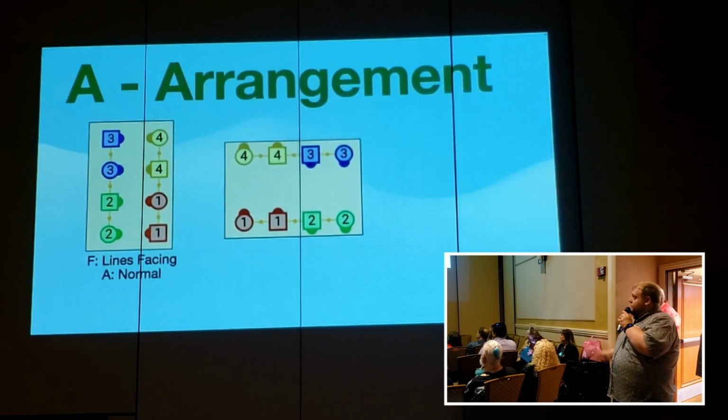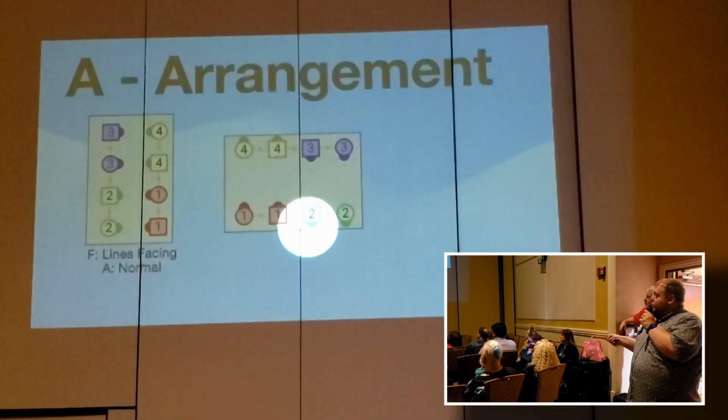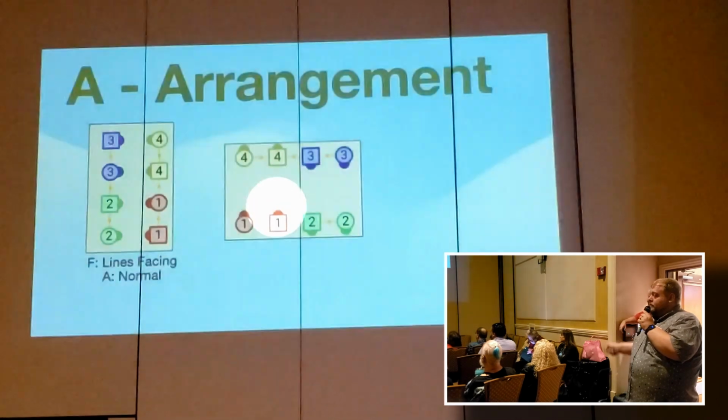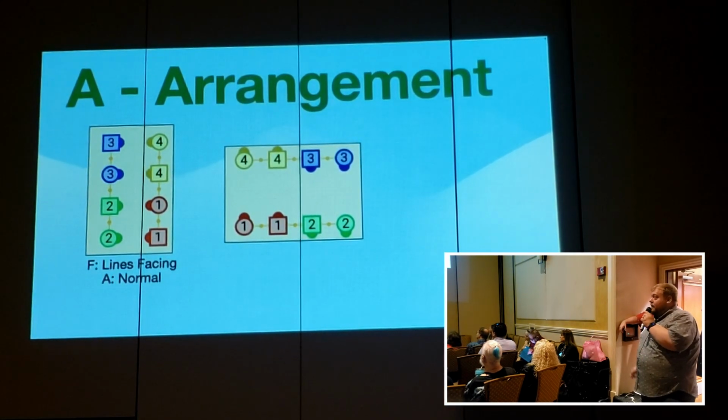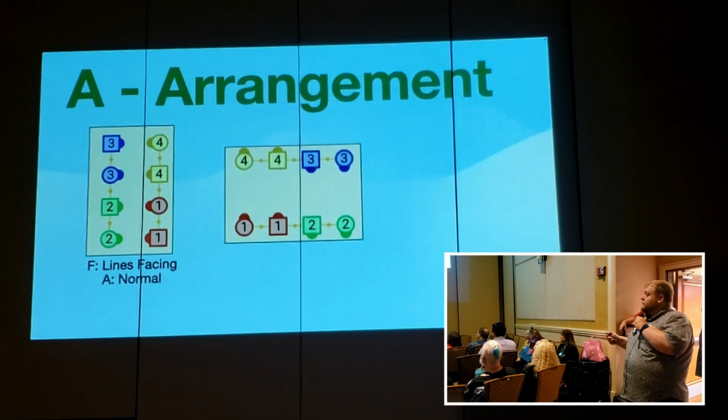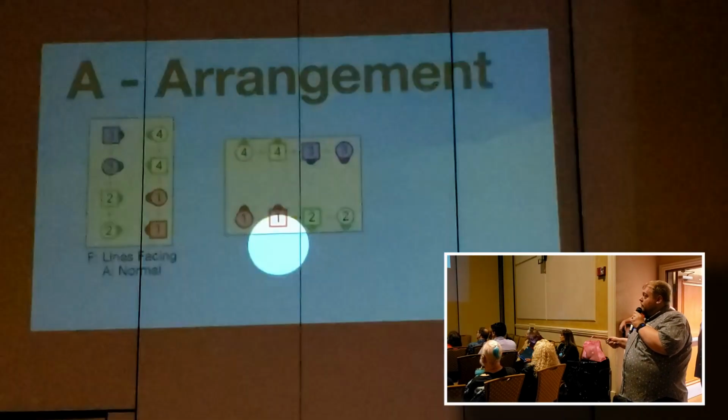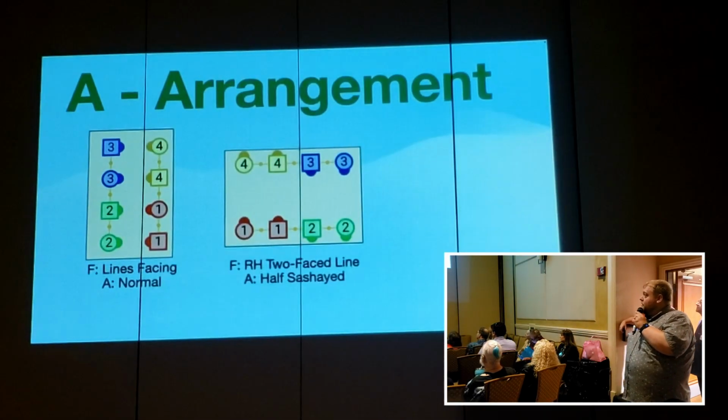What formation is this? Notice our facing directions are different. The clown noses are pointing opposite ways. Two-faced line, a right-handed two-faced line. And what arrangement is this? Because the girl is on the left of the boy, we call that half-sashayed.